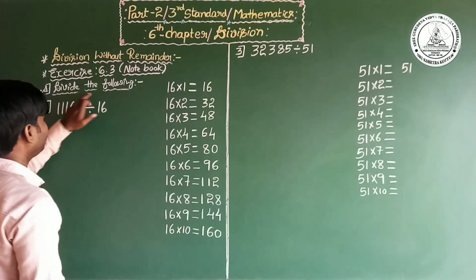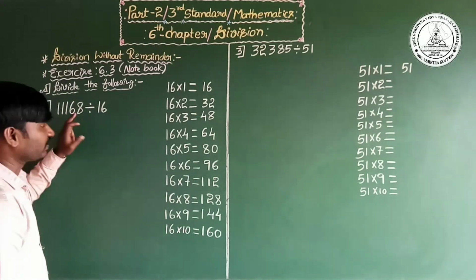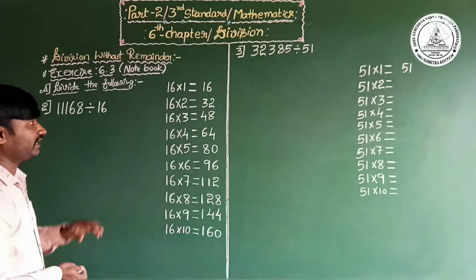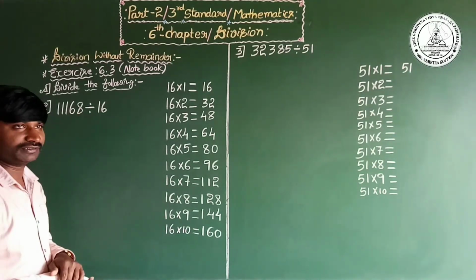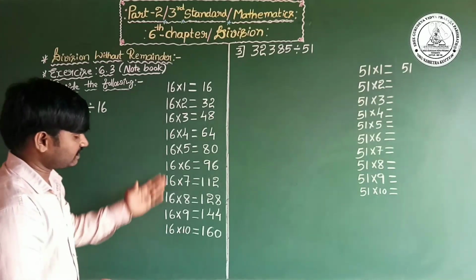The A main, divide the following. The question is 11,168 divided by 16. This is the sign of divided by. Dear student, the sign is very important. Divided by 16, so I have written the 16 table.